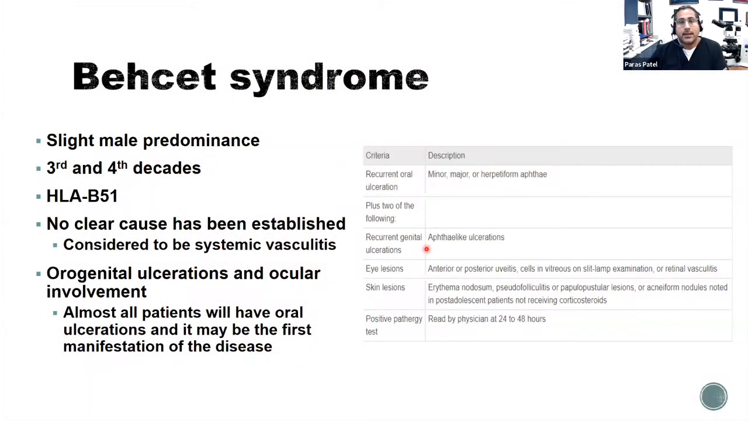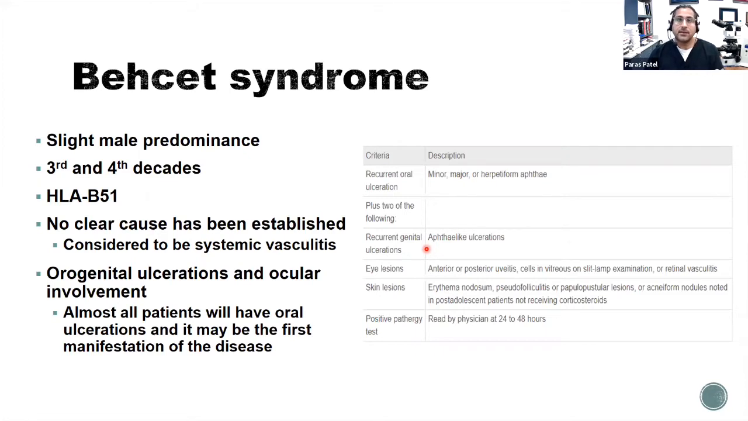Behcet syndrome is classified as a vasculitides or a vasculitis. There's a slight male predominance. We see this often in the 3rd and 4th decades, so the 20s and 30s. It is associated with a specific HLA subtype, which is HLA-B51. There's no real cause in regards to an inciting factor in what results in this vasculitis.